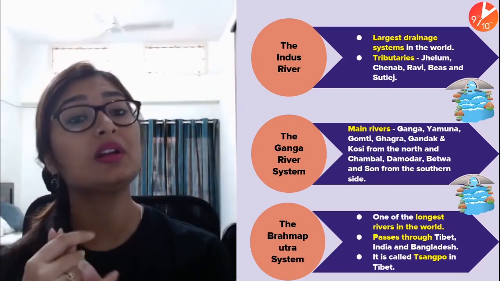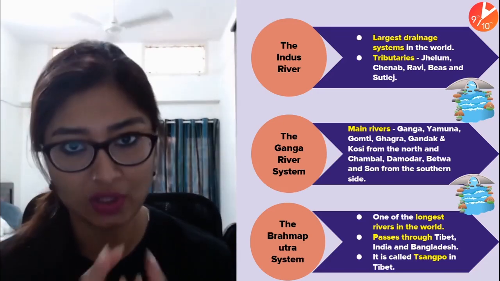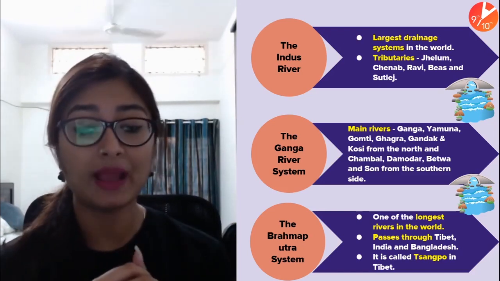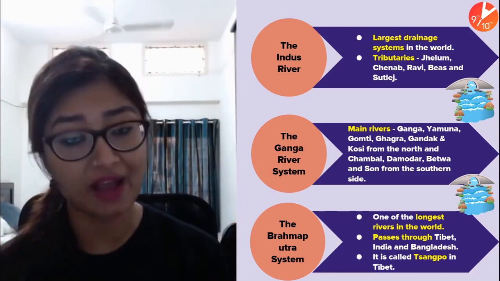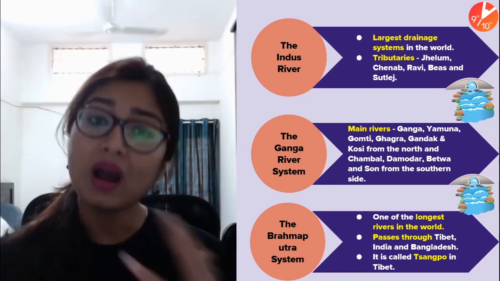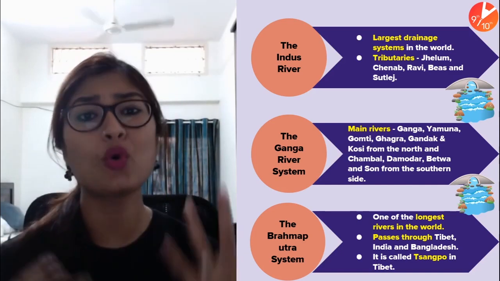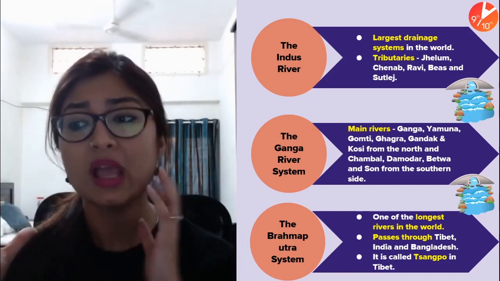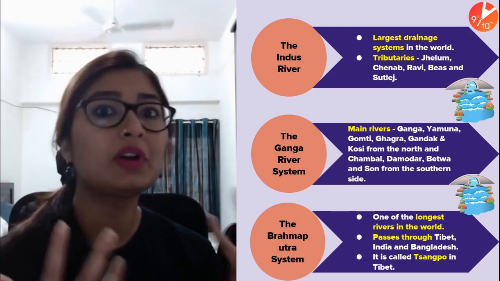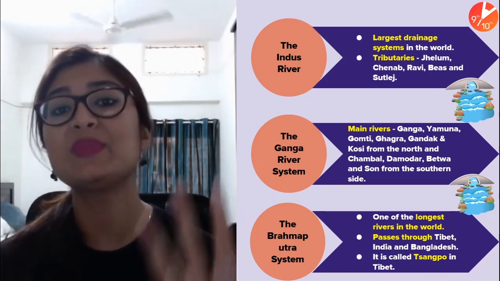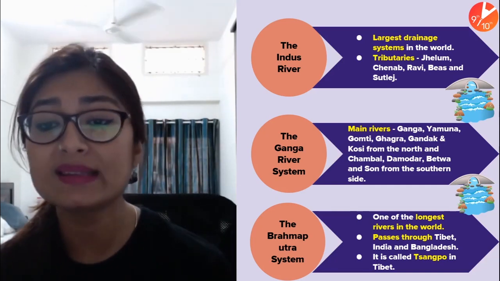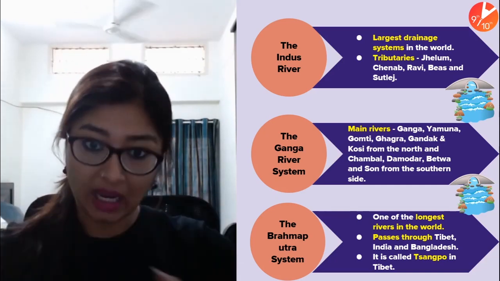Then we have the Ganga River system. I think this is one of the rivers which we are most familiar with, also because of its religious importance in one of the religions. And apart from that, also because there have been so many controversies related to it, another committee was set up to clean the entire river. So Ganga, for one reason or the other, has always been in the news, right? And that's why it's one of the main rivers of the entire system.